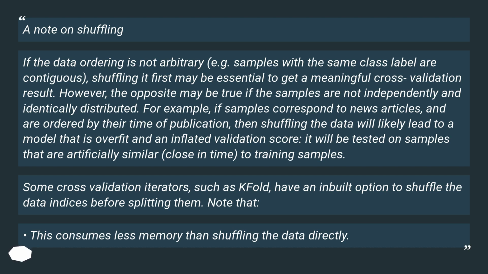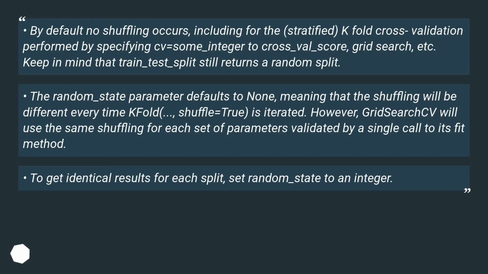Some cross-validation iterators, such as StratifiedKFold, have an inbuilt option to shuffle the data indices before splitting them. Note that this consumes less memory than shuffling the data directly. By default, no shuffling occurs, including for the StratifiedKFold cross-validation performed by specifying cv equals some integer to cross_val_score, grid search, etc. Keep in mind that train_test_split still returns a random split.